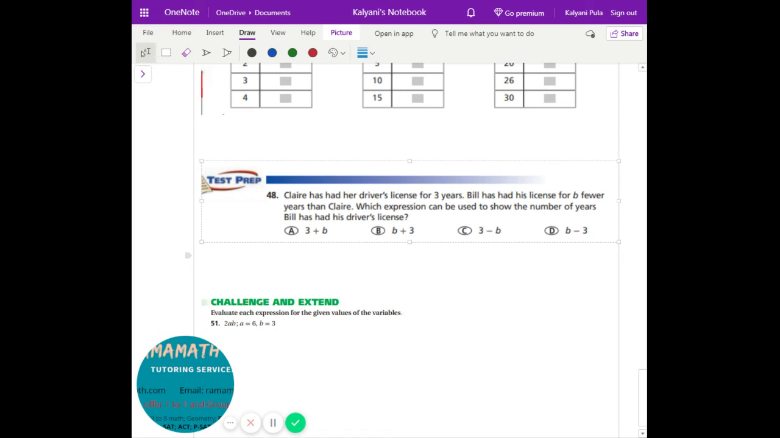What do you think? Because Bill, it said he had his license fewer years than her. That means you have to do 3 minus that. That's right. Or B plus something equals 3. That can also work. That's right. That's good. All right, let's try the extended challenge one.